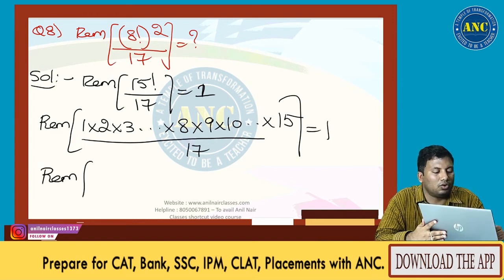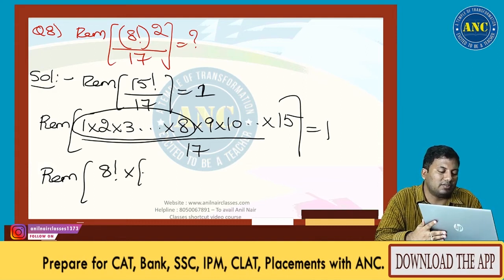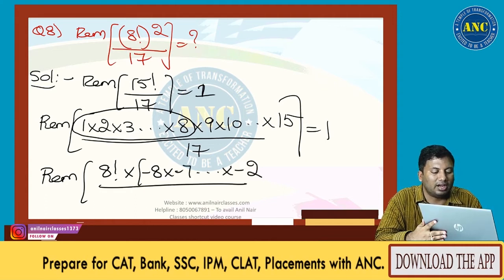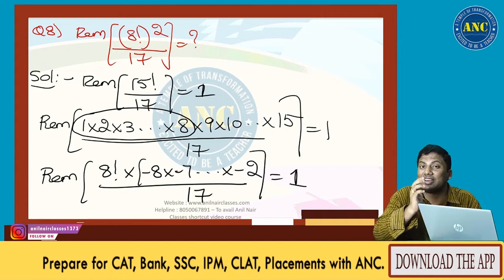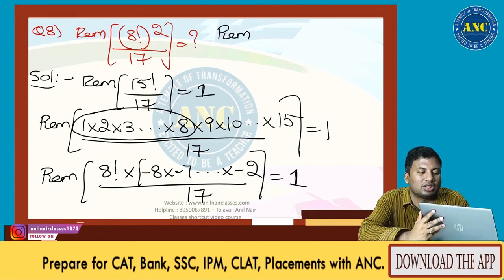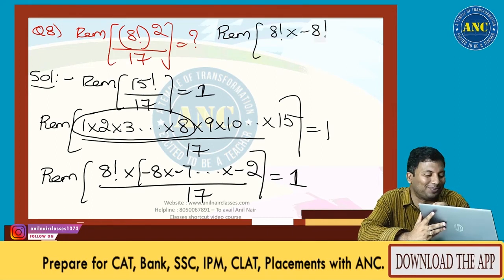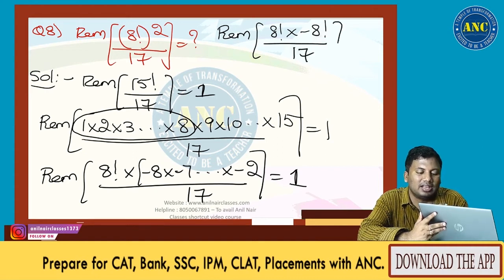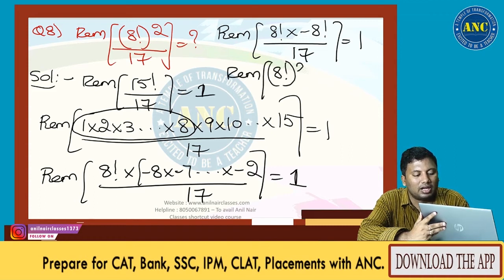Remainder 1. 1 into 2 into 3 till 8 is nothing but 8 factorial. 9 by 17 is minus 8, minus 7 and so on up to minus 2 divided by 17. From 2 to 8, there are 7 negatives, and if I multiply 7 negatives, I will get a negative. So these are nothing but 8 factorial into minus 8 factorial. I hope you understood the point. Divided by 17, it is nothing but 1. Remainder 1. 8 factorial whole square divided by 17 is minus 1.